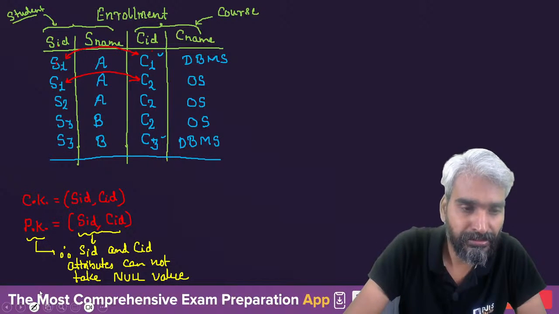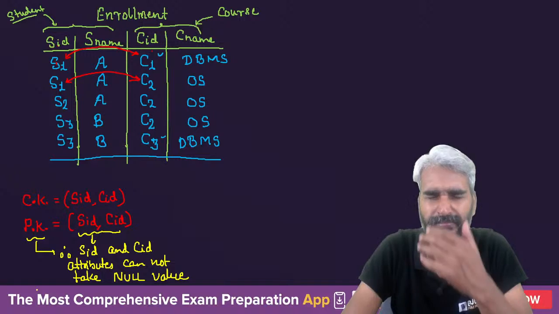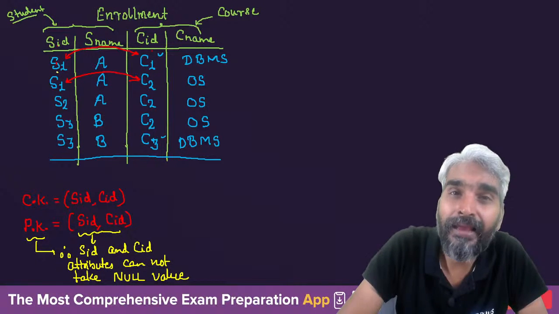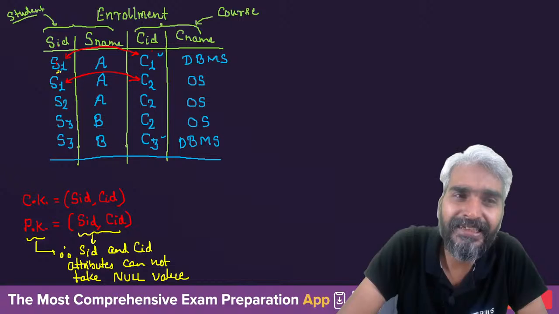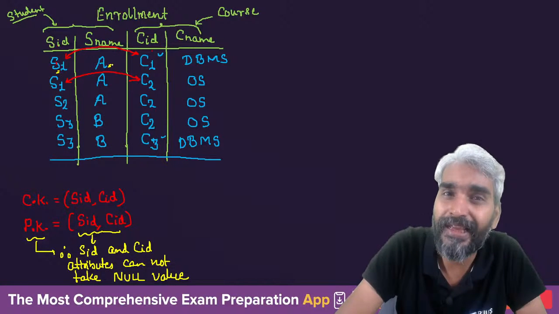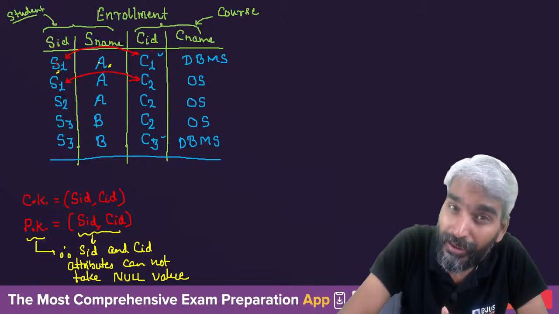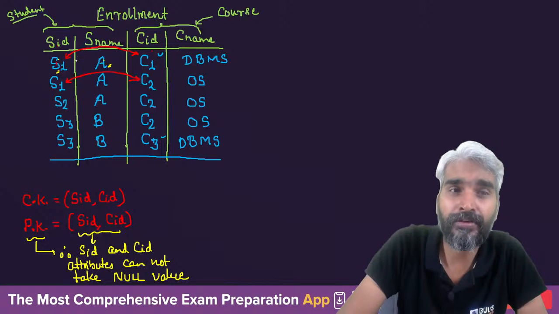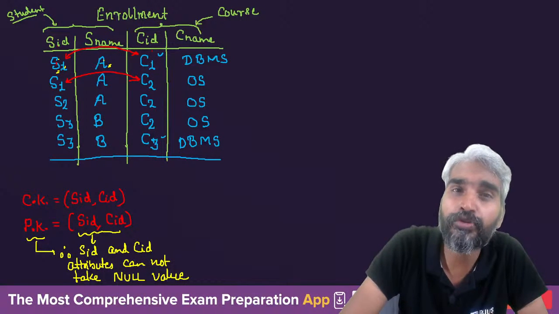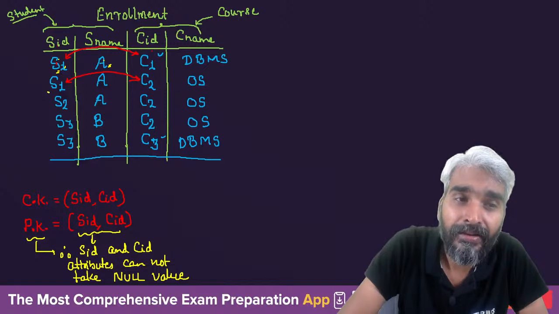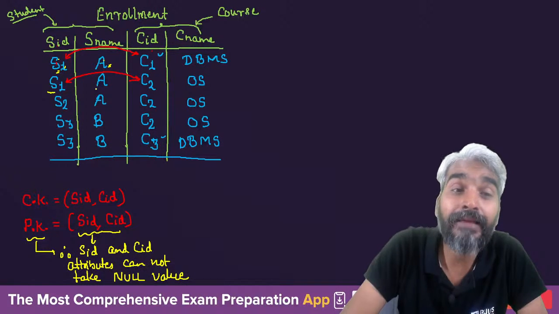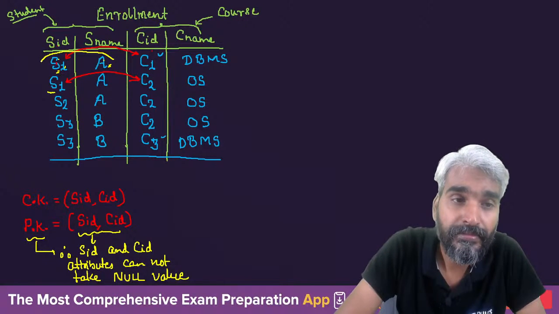So, what do I mean by redundancy? Let's look here. See, this SID is S1, and the name of the student is A. So, the name of student S1 is A. If the SID is S1, the name of the student will be A. So, when the same SID is appearing again, why are you telling me again that the name of student S1 is A? So, this is duplication.